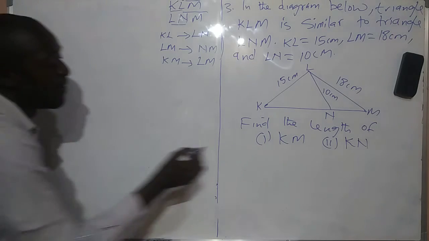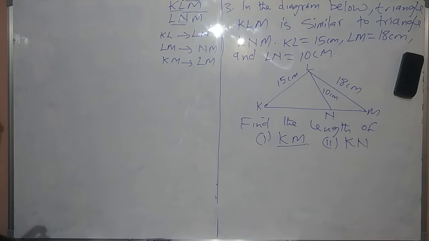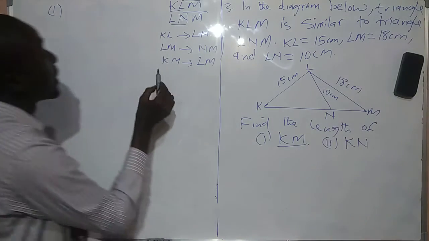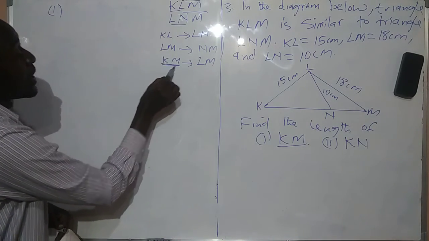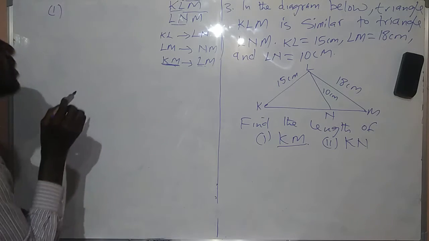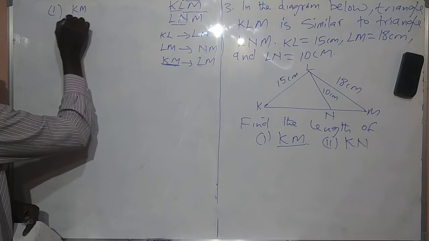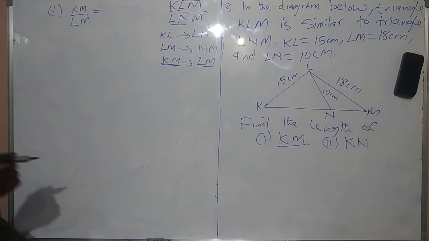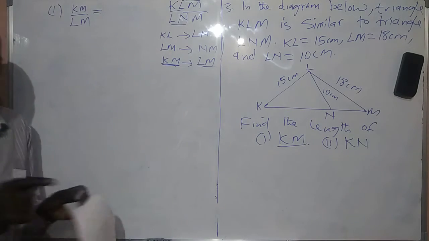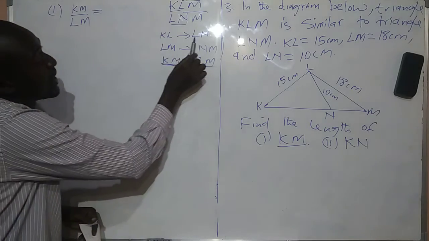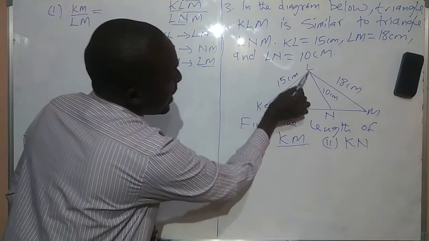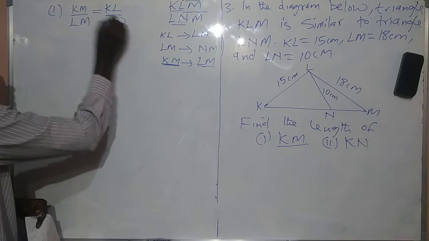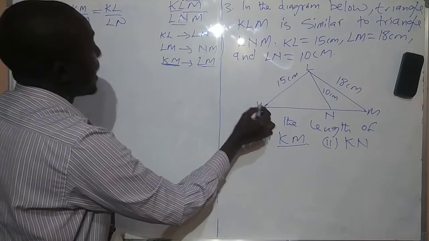So the first question says, find KM. So what you are going to do here for number one is just to check KM is here. So KM is here. It corresponds to LM. So you are going to write it as KM over LM. You divide this one over that one there. And this should be equal to, and then you check which of these two are given, both of them given in the question. So you start with KL and LN. So KL is given, LN is also given. So we can use that one. So KL over LN.